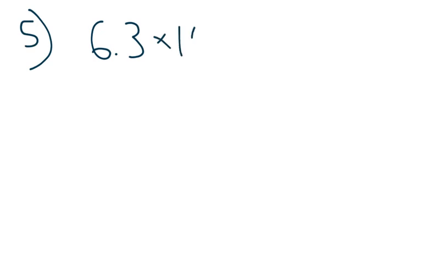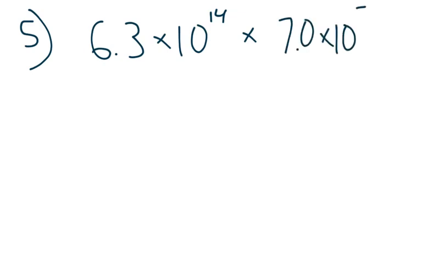All right, now let's talk multiplication and division. So let's say we have 6.3 times 10 to the 14th, and we're going to times that by 7.0 times 10 to the 5th. So what we do is combine these numbers. 6.3 times 7.0.